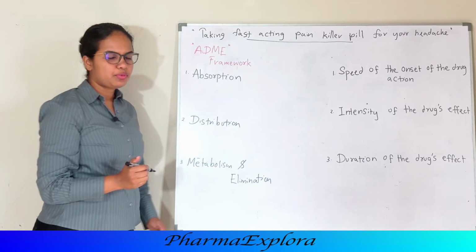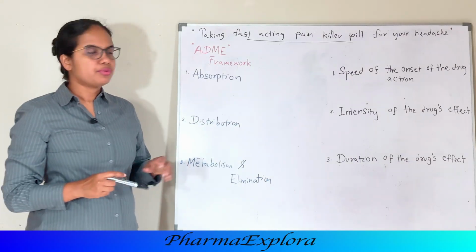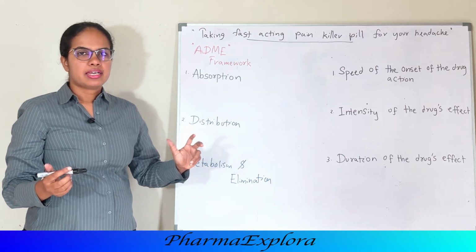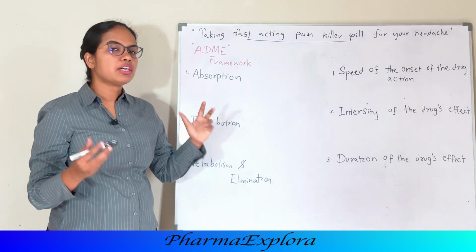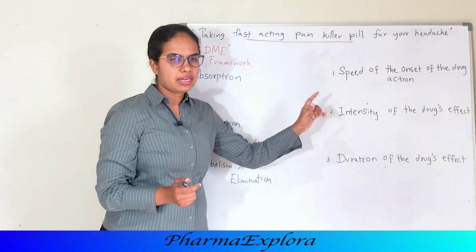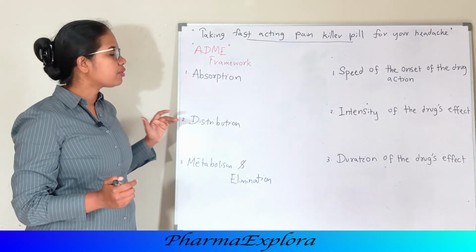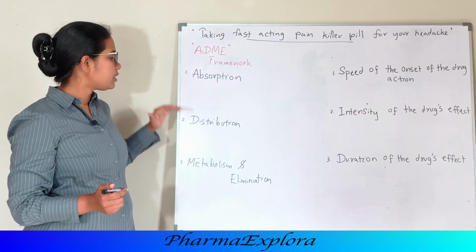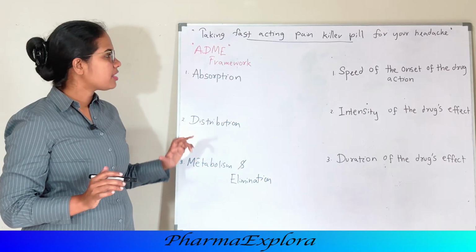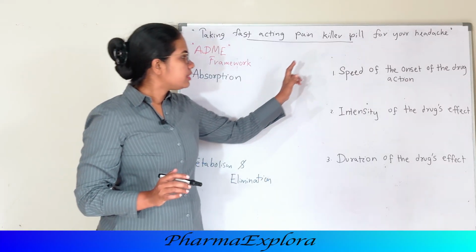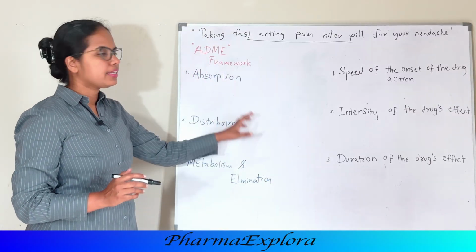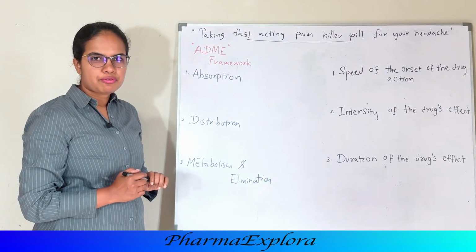So this is our example we are going to discuss. Now we know when we are taking a medicine, the pharmacokinetics explains what our body does to that particular medicine. So this painkiller pill will undergo these 4 pharmacokinetic steps: absorption, distribution, metabolism, and elimination. Now we are going to discuss how these 3 outcomes are going to be determined by the 4 ADME framework.